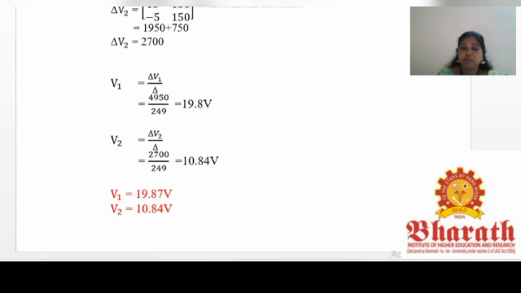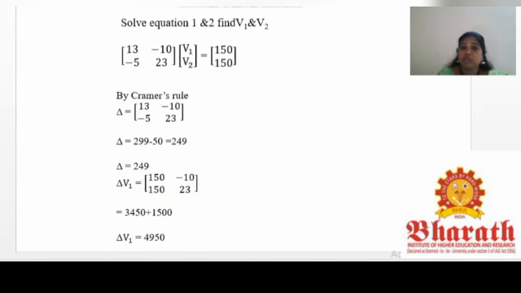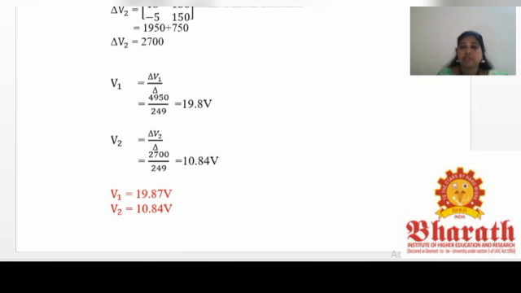Same way for del V2, the same initial matrix. Here in the coefficient matrix, you have to replace column 2, minus 10 and 23, with 150 and 150. So when you replace this, you will have del V2 as 13 minus 5, 150 and 150. When you find the determinant value, you will be getting del V2 as 2700.